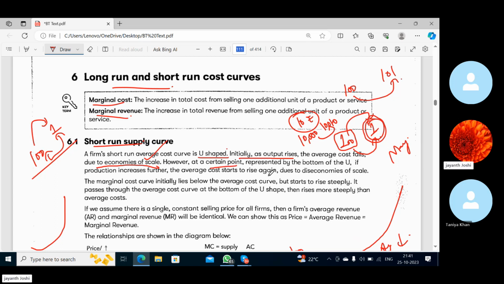However, at a certain point represented by the bottom of the U, that means this U-shaped curve, if production increases further, the average cost starts to rise again due to diseconomies of scale. So if you come here, see what happens: your average cost should fall, right? It is falling, but only up to this point. Beyond this point, what is happening? Your cost is increasing. Please tell me yes or no.